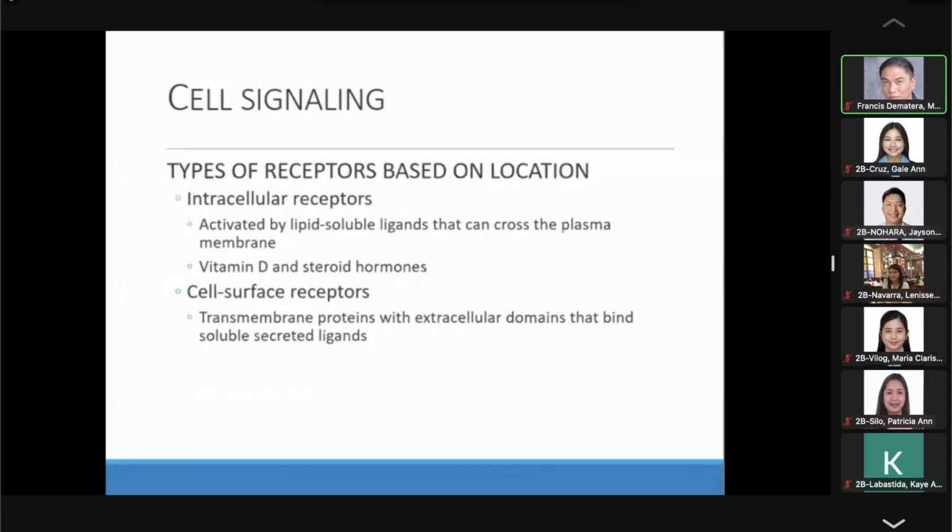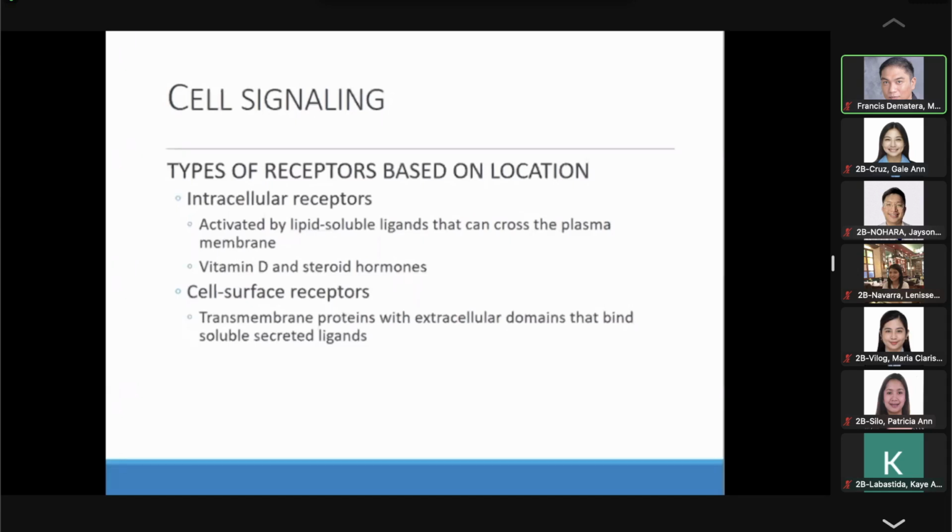So we also have types of receptors based on location. So intracellular receptors are activated by lipid soluble ligands that can cross the plasma membrane. An example for this is vitamin D and steroid hormones. So in cell surface receptors, here transmembrane proteins with extracellular domains bind with soluble secreted ligands.